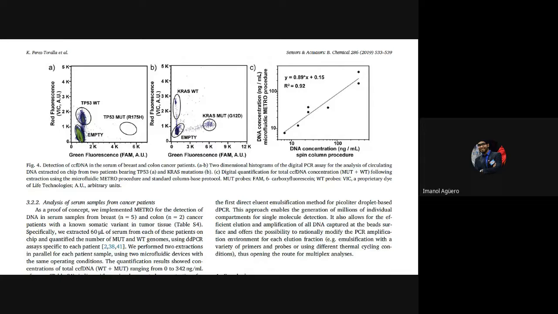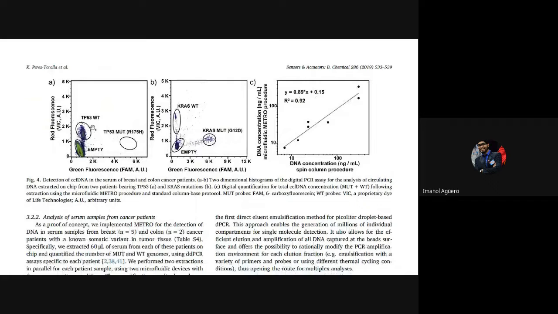Here you can see that they could amplify samples that have TP53 mutated and wild type, and here KRAS mutated and wild type. Basically, they established that all biological samples were higher than the limit of detection determined above for spiked cell-free serum in the optimization of the technique.